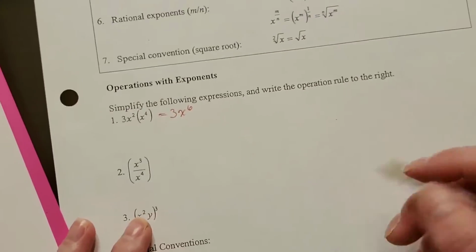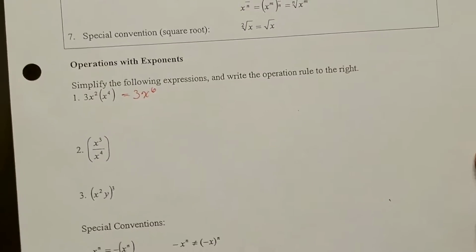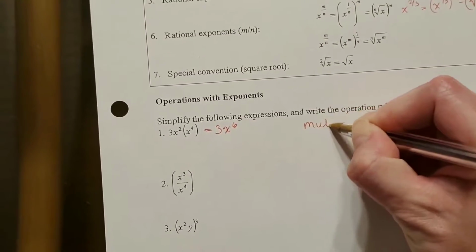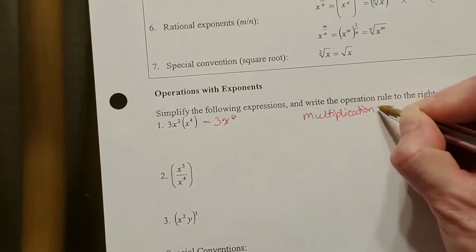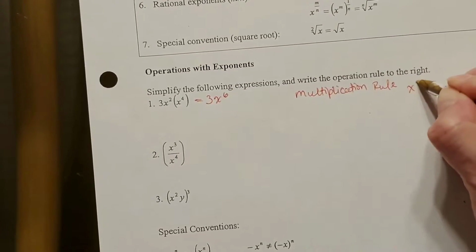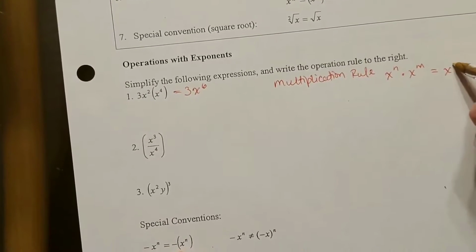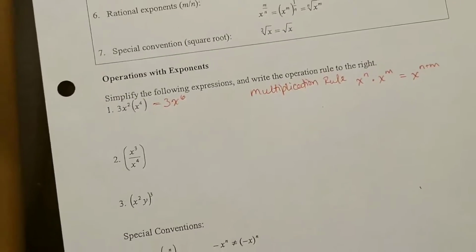Okay, so your sorry, I can't write straight like this. So your multiplication rule says if you have x to the n times x to the m, then you will end up adding those exponents together when you multiply.